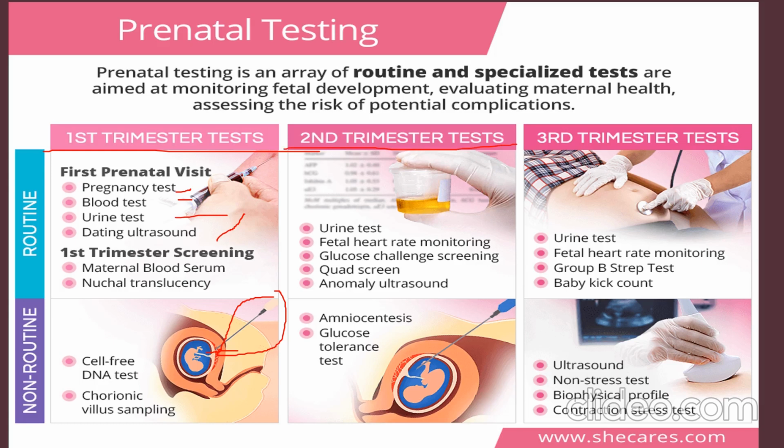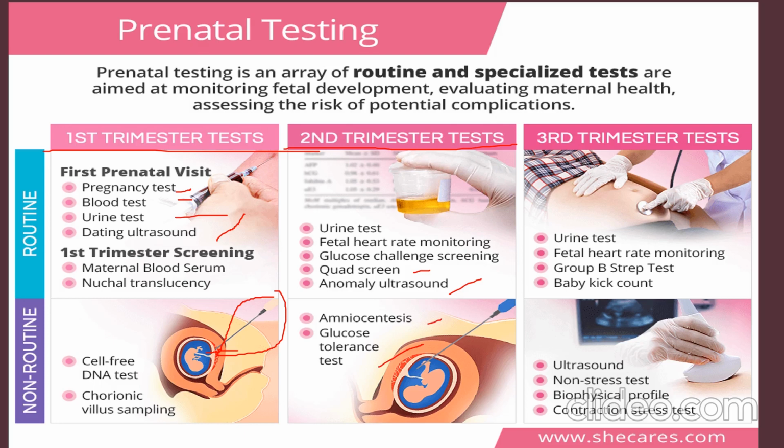Then we have the second trimester test, urine tests again, like kung may protein ba, may sugar ba dun sa ihi mo, diba? And then fetal heart rate monitoring. You need to know yung pulse rate, no, heart rate ng baby, and then glucose challenge screening kung baka mamaya mataas ang sugar mo, meron kang gestational diabetes. Pag gestational diabetes, you only have high blood sugar kapag ikaw ay pregnant. We have quad screen and then anomaly ultrasound. Ito yung sa second trimester test, these are invasive, non-routine, no, glucose tolerance test, and then amniocentesis.